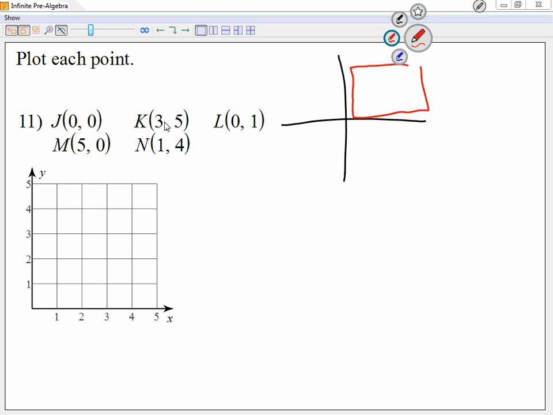Let me plot in K first, and then I'll plot in J. If I plot in K, it says 3 to the right, 5 up. So that's my K. Now for J, interesting, for zeros, it says you don't move. So going to the right, don't move. Going up, don't move. That means J is that point. Alright, J is the origin. Remember, the first number tells me right or left, and it says don't move. The second number tells me up or down, and it says don't move. So you are right where you started.